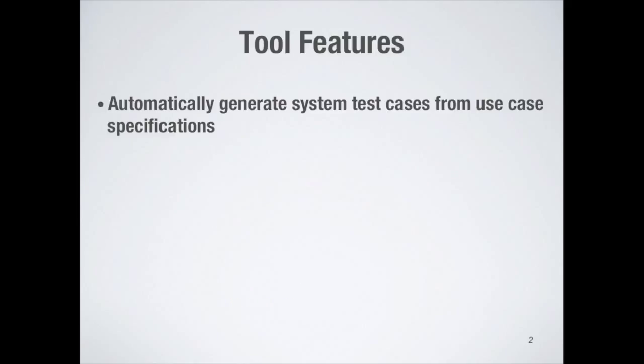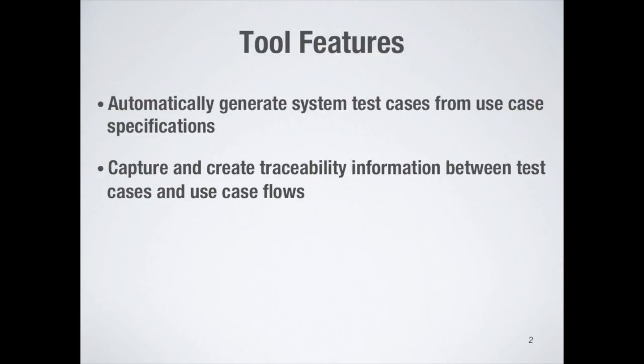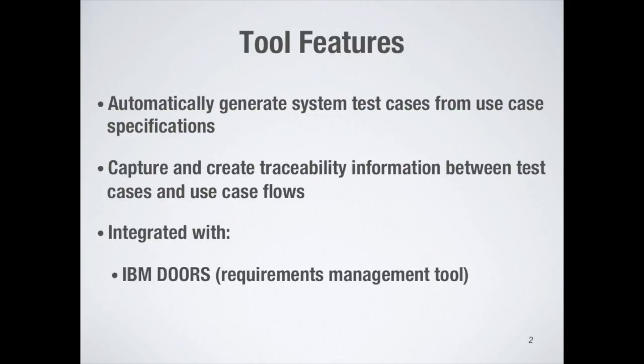Let me first introduce the features of the tool. UMTG can automatically generate the system test cases from use case specifications. At the same time, it can capture and create traceability information between test cases and the use case flows. Now UMTG integrates with IBM Doors, which is a requirement management tool, and IBM Rhapsody, which is a modeling tool.